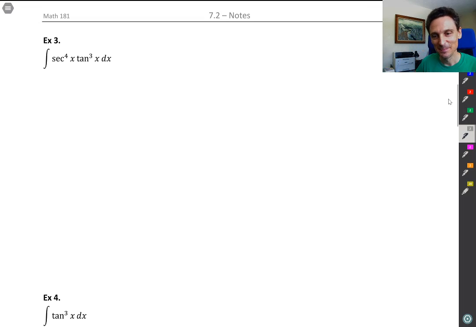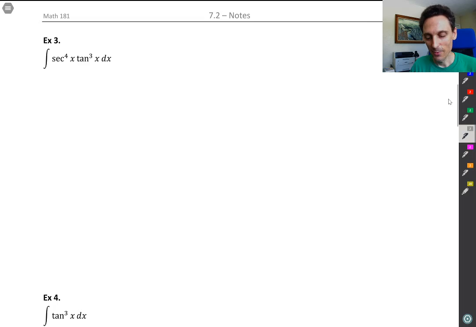Hello and welcome back. In example 3, we're looking at the integral of secant to the fourth x times tangent to the third x dx. And before we tackle this example, let's recall what the derivatives of secant and tangent are. If you ever forget them, there's a story that goes along with this.